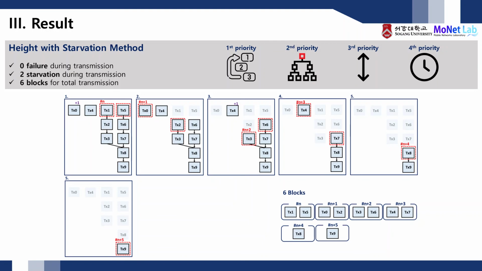The fourth step, transaction 4 proceeds into the first base of the block, followed by transaction 7, located at the root level. Step by step, all transactions are succeeded through, with a total of 6 blocks, and 0 failure during transmission. Starvation occurrence was reduced by 2. We can notice that all 3 proposed methods have 0 failure, successfully preventing key issue by transmitting based on the dependency graph.